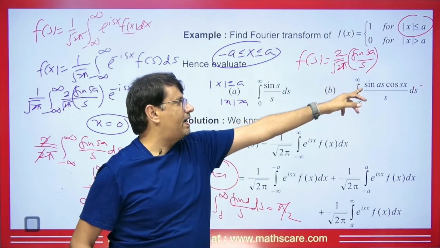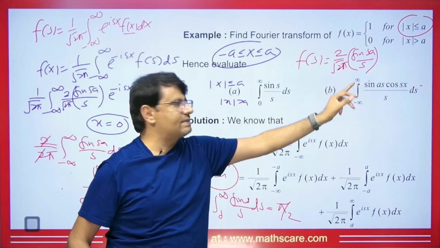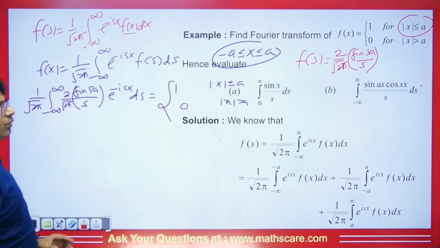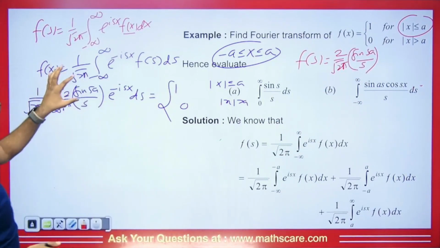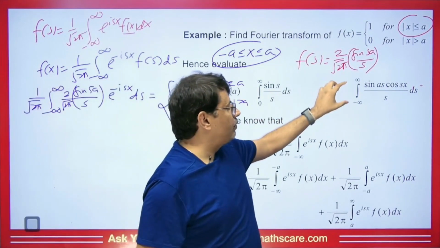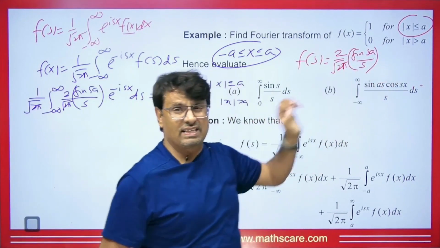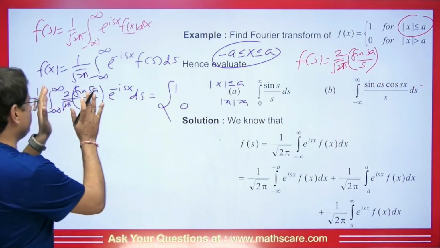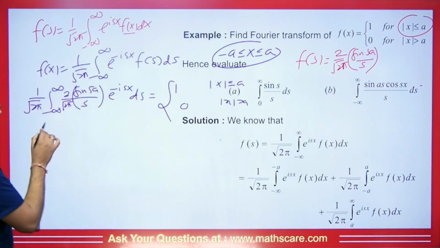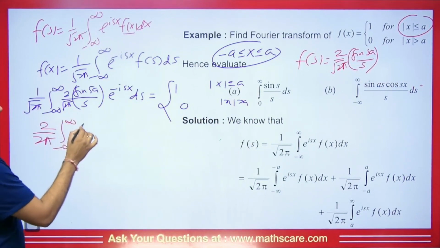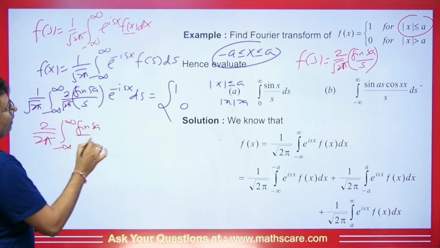What will be the value of the second part? Limit minus infinity to infinity sin(sa) cos(sx) upon s ds. I'll explain by proving the second part. When proving the second part, you need to do the same till here. So here you have to prove that we are getting limit minus infinity to infinity sin(sa) cos(sx) upon s ds. We will keep this as it is, and we will take this term out, so it will be 2 upon 2 pi. And this will be minus infinity to infinity, sin(sa) upon s.